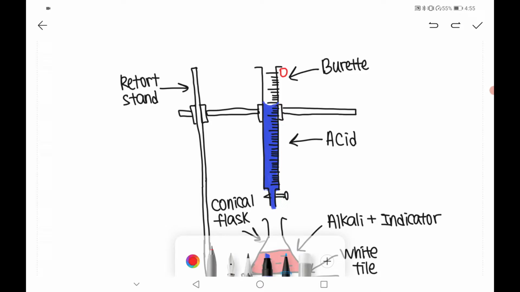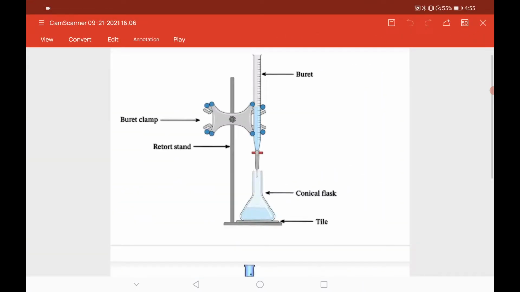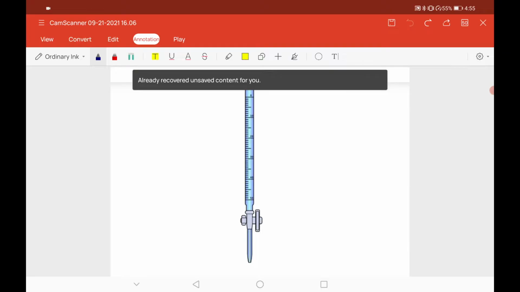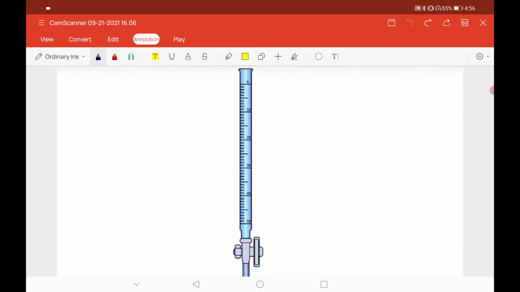Let me show you a real picture, a real diagram for the burette. So this is the one. You can see this is a burette. On the burette, you can see 0 is on top, right? This is the smallest reading, 0 is on top, and the biggest reading is at the bottom.